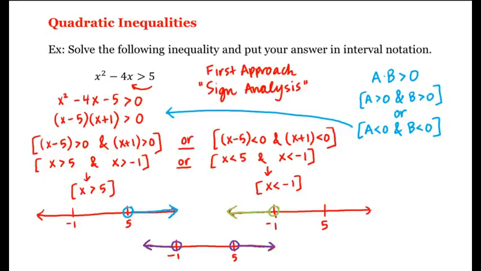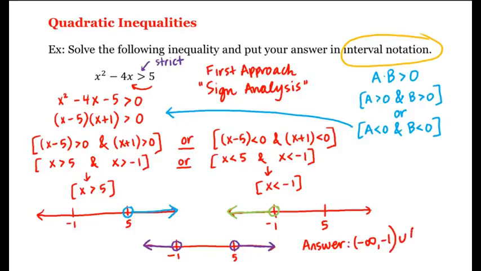And notice here that we have open circles at these values because our original inequality up here was a strict inequality. Now we're asked to put our answer in interval notation. Therefore, our answer is negative infinity up to negative 1, open parenthesis because we do not want to include negative 1, union, again, open parenthesis because we do not want to include 5, up to infinity.